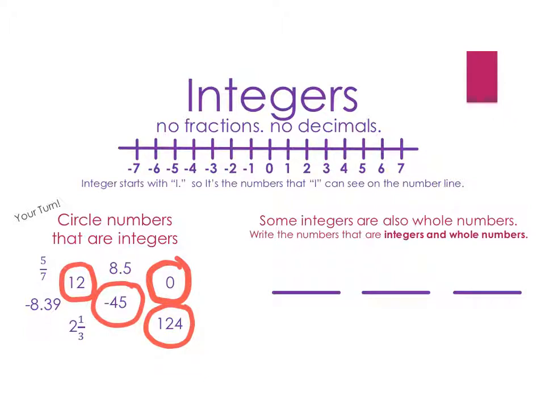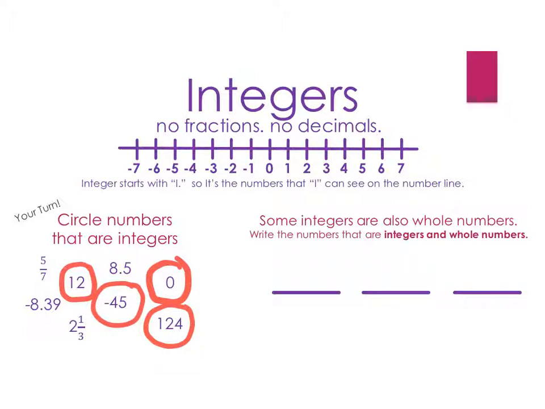Now what we're going to do is over here, it says that some integers are also whole numbers. Write the numbers that are integers and whole numbers. So from over here, we have 12, -45, 0, and 124. I want you to write the numbers that are integers and whole numbers over here in these blanks. Go ahead and do so. Pause the video to give yourself an extra time.